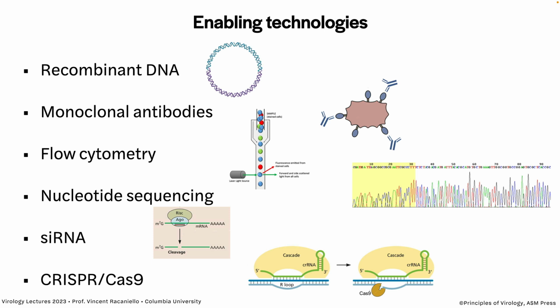Small interfering RNA, so that you could knock down the levels of mRNAs and see if that is in fact an important receptor. And more recently, CRISPR-Cas9, where you can disrupt genes. So if you had a gene that you thought was a virus receptor, you could disrupt it by CRISPR-Cas9 to see if it is actually your receptor or not.